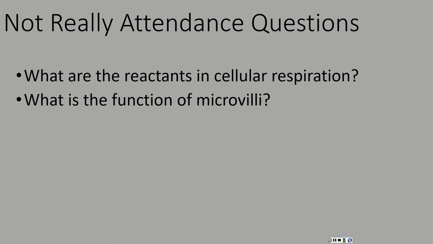What are the reactants in cellular respiration? So reactants, remember, those are what we start with. Those are what is going to go through the chemical reaction. And in cellular respiration, the reactants are glucose, which comes from our diet, and oxygen, which comes from the air that we breathe.